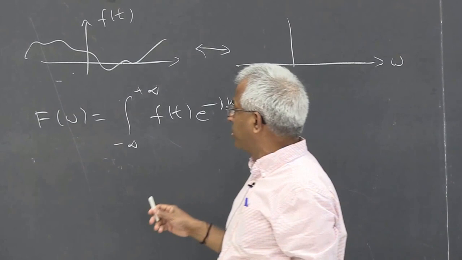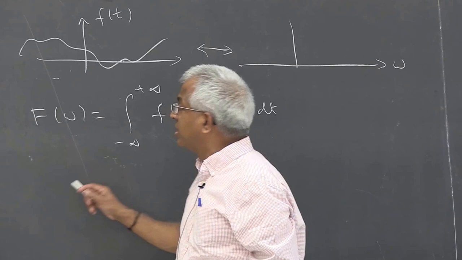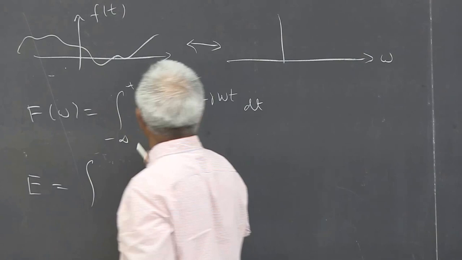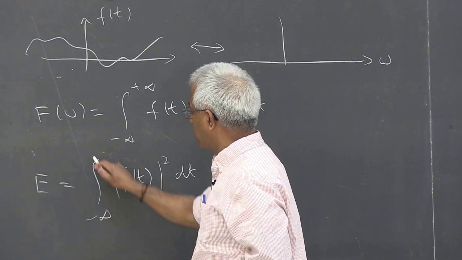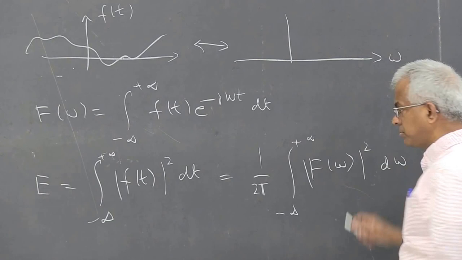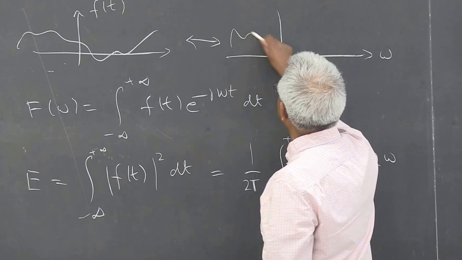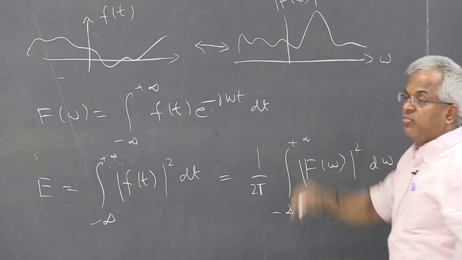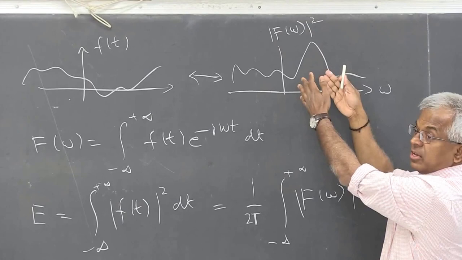And from here, you also get the most useful relation, which is Parseval's relation, which is energy, of course, can be represented as the integral of f(t) squared dt. Or it can also be represented as the integral of |F(omega)| squared d omega. So suppose I plot the absolute value of F(omega) squared. Then, looking at this expression, now this picture makes sense. Remember, this is only a definition. So its physical meaning is clear from this picture.